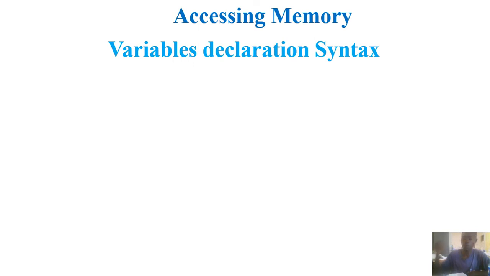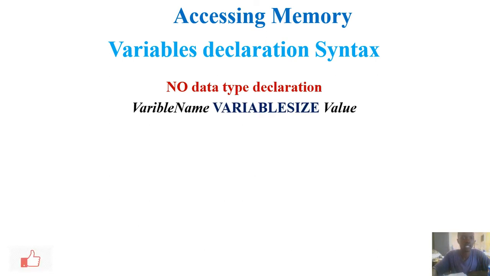Right, let's now look at the syntax of declaring a variable in assembly language. Like I said earlier, DB stands for define byte. If you want to declare 10 bytes, you say DT. Whenever you are declaring a variable, you don't need to state the data type, so no data type declaration. And here is the syntax. You start by giving a name to your variable. So the name, that's this variable name that we have here.